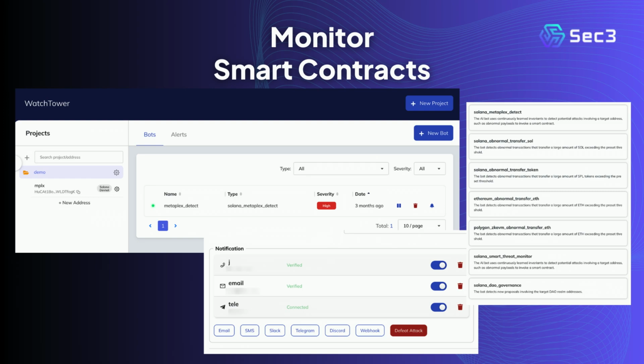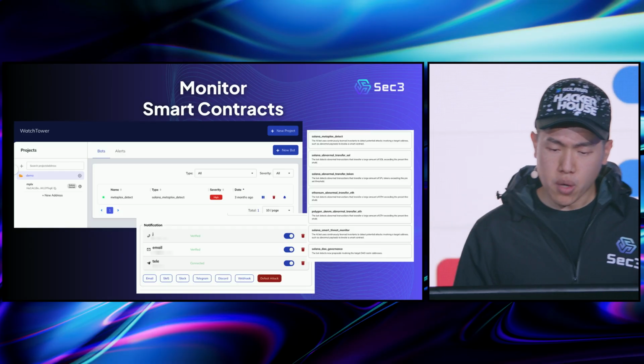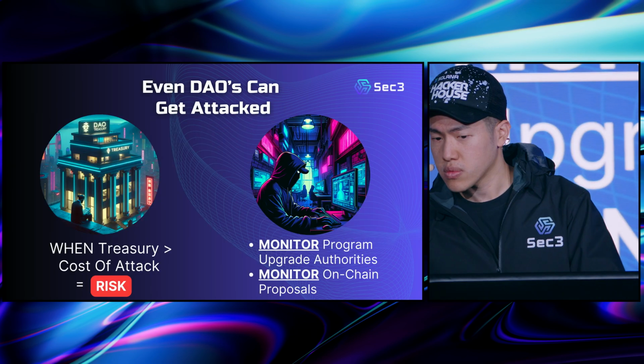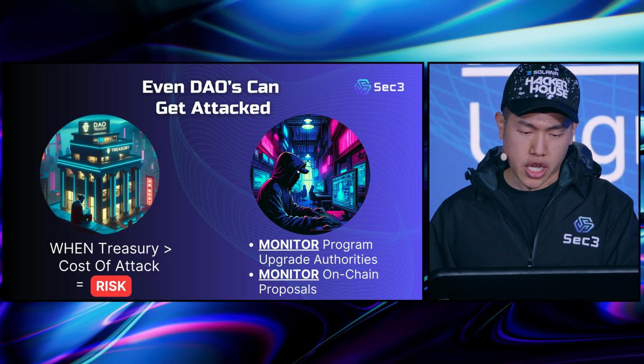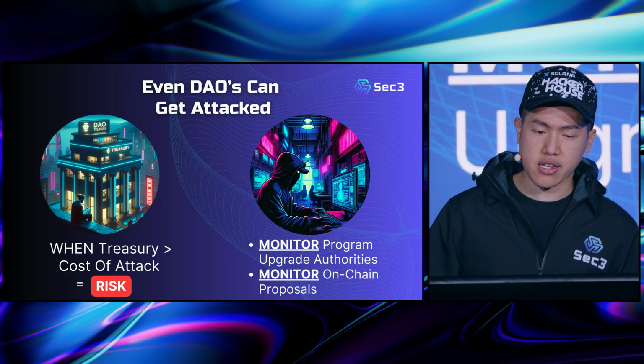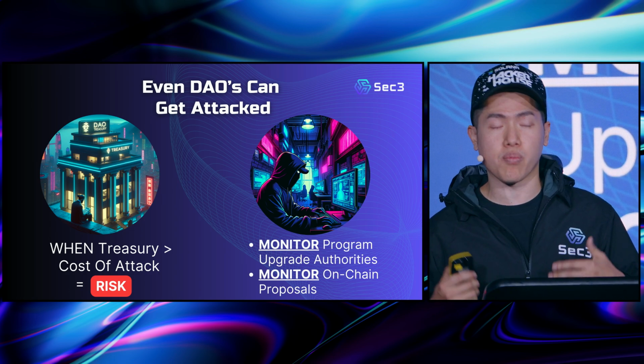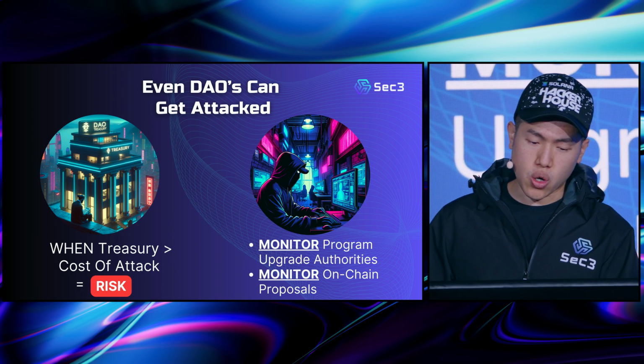So Watchtower currently comes preloaded with a bunch of various different bots. The one that I told you about is called Smart Monitor, but we actually have a bunch of other types of bots as well. Here we go. A unique type of attack called DAO attack targets DAOs and their treasuries. And we have a bot that specifically monitors for this type of attack. So how does it really work?